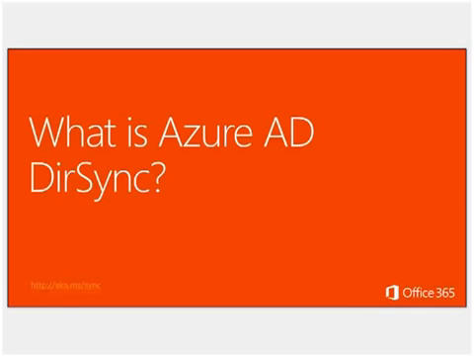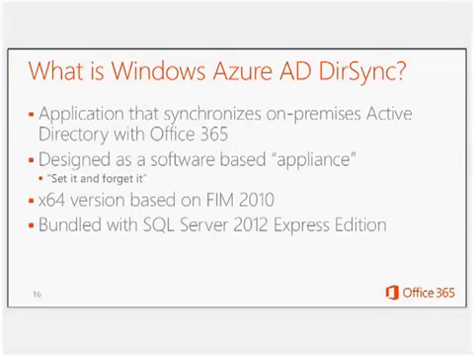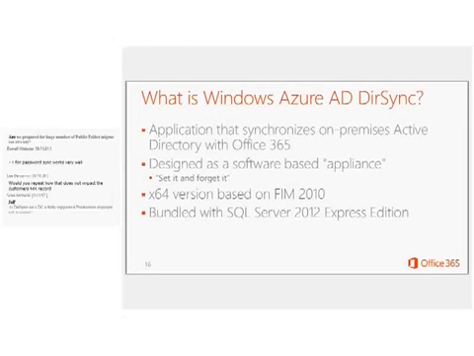What is Azure AD Sync? Going into some of the details, it's an application that synchronizes your on-premises Active Directory with Office 365. Very simply put, it is a very simple appliance, designed to be software-based. Really, you set it up and you don't worry about it again. It does its thing. It has to sit off of your domain controller. It's really an x64 version based on FIM 2010.